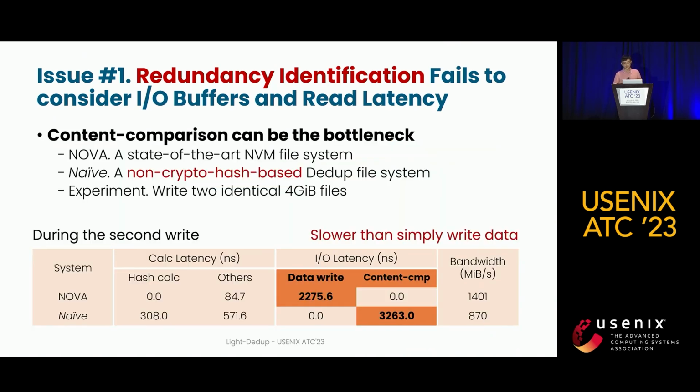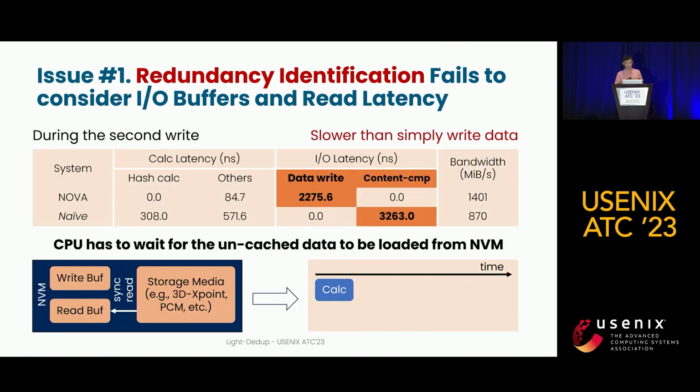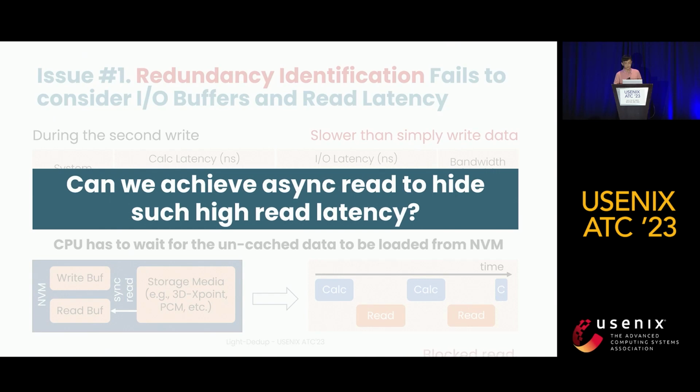During the second write, we find that the content comparison time of naive is even slower than the write time of NOVA. This is because the CPU has to wait for the uncached data to be loaded from the NVM, which incurs a high miss rate and results in long read latency. Then, a simple idea occurs to us: can we achieve an asynchronous read just like NVM write does, to hide such high read latency?